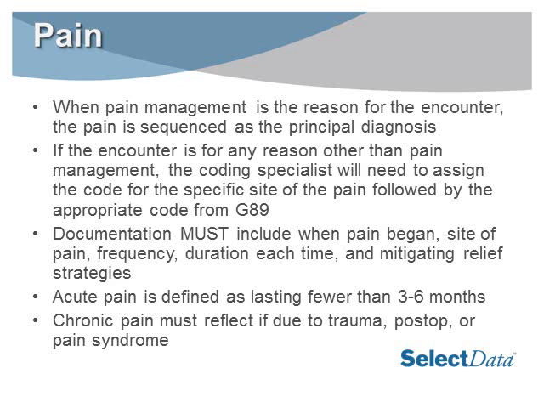Now the documentation, it's not good enough to say they have pain. It's what type of pain are they having? When did the pain begin? What is the site of the pain? What is the frequency, the duration each time? And what mitigating relief strategies have worked? We also need to know if it's acute or chronic. And acute pain is now defined as lasting fewer than 3 to 6 months.